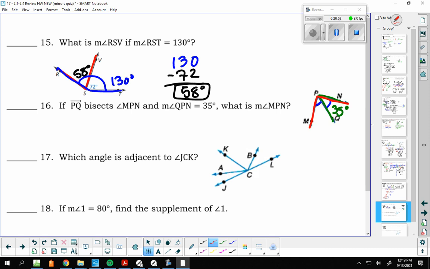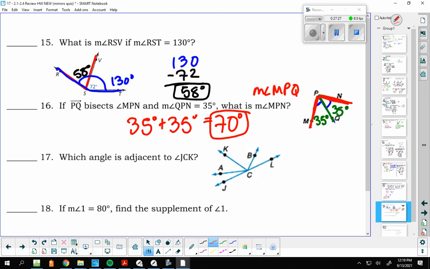Most people get this one wrong because they don't fully read directions. I want angle MPN. What is that asking for? The whole angle. Yeah, if this half is 35, how big is this half? 35. So how big is the whole angle then? 70 degrees. Yeah, 35 plus 35 is 70 degrees. So you need to make sure, right? You guys might look at this and be like, oh, the other half is 35. Well, yeah, you're not wrong, but that's not what they asked for. If they ask for the measure of angle MPQ, then it would be 35 degrees, but that's not what they asked for.